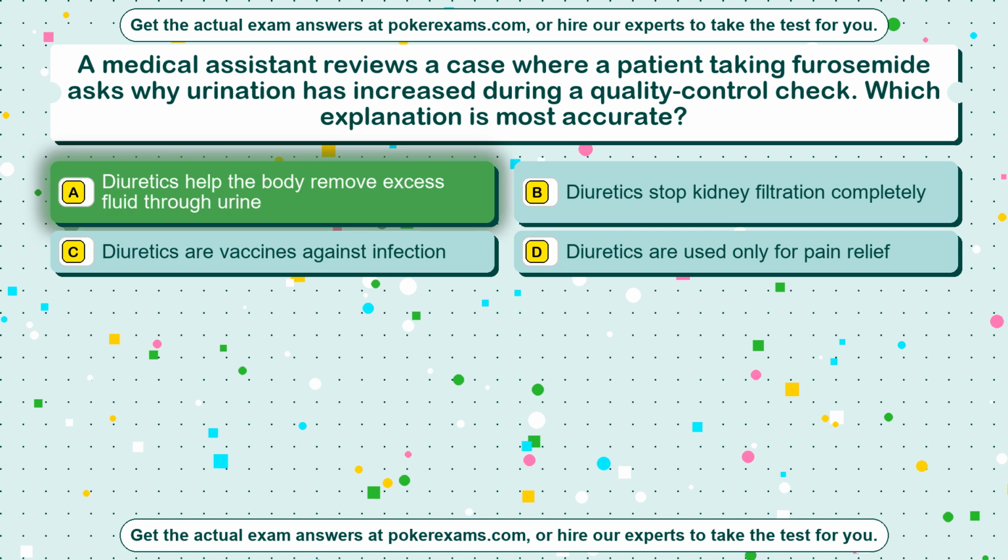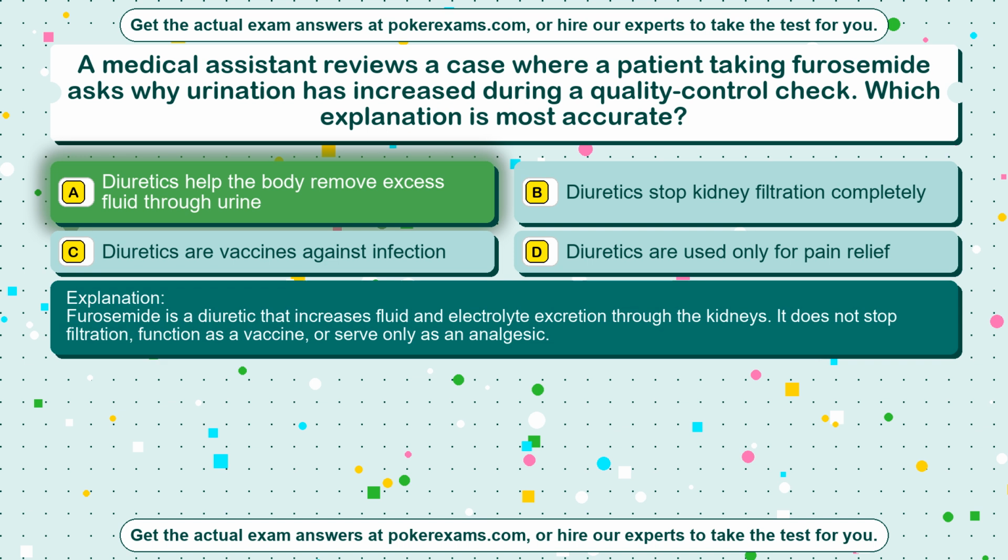The correct answer is option A. Diuretics help the body remove excess fluid through urine. Furosemide is a diuretic that increases fluid and electrolyte excretion through the kidneys. It does not stop filtration, function as a vaccine, or serve only as an analgesic.